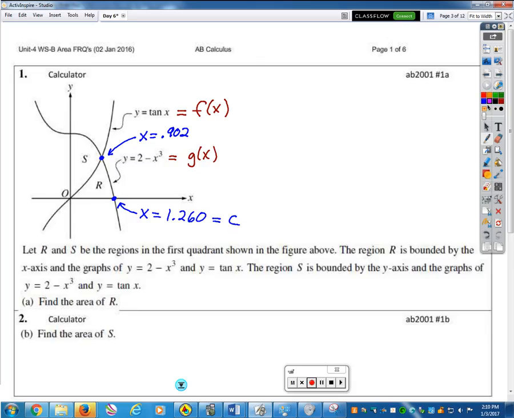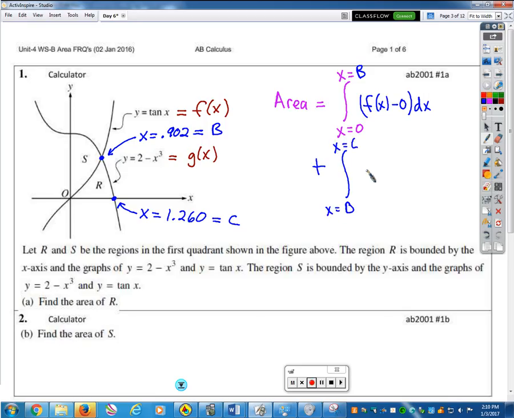To get full credit, I must write down an integral. So tell the grader I'm finding the area. So I first integrate from X equals 0. Now you don't have to write the number, you just write the letter. Oh, I forgot to tell the grader up here, this is B. So go X equals B here. And what I want to integrate is f of x, subtract 0, multiply by dx, plus I do a second integral from B to C. This integral is g of x, subtract 0, multiply by dx. Yeah. That's what I need to do.